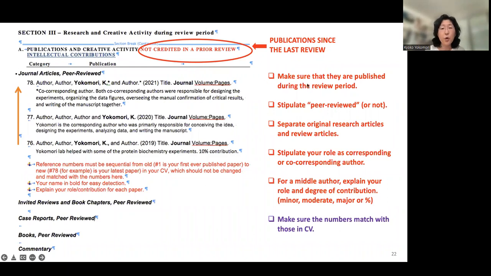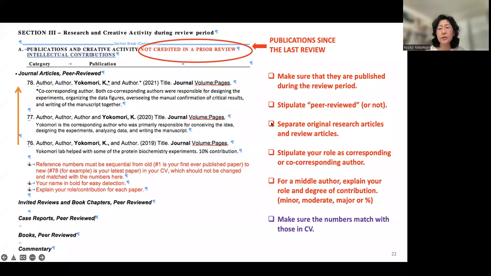Also, it's important that you stipulate whether the article publications are peer reviewed or not. You can put subsections like journal articles, peer reviewed, or invited review, peer reviewed, case report, peer reviewed. Or maybe you have some commentary or reviews that are not peer reviewed, then you want to say not peer reviewed. And if you want to put a bioRxiv paper you just submitted, you can also list them, but just say not peer reviewed, and that's fine.